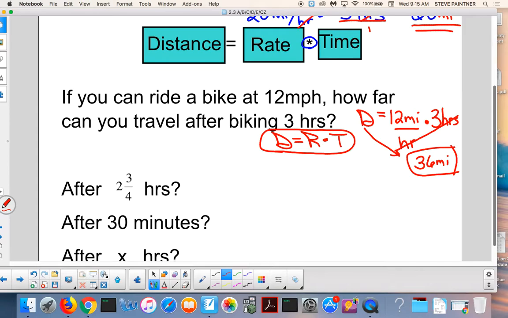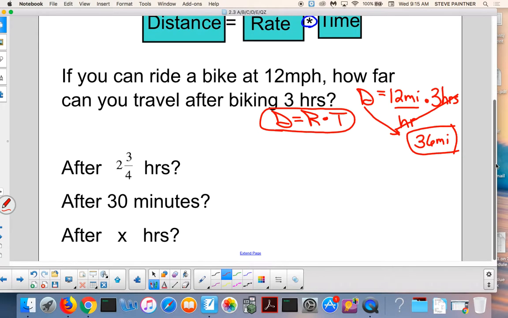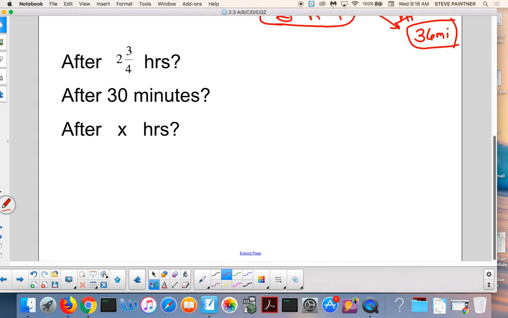What about if I change the hours and I go to 2 3/4 hours? What if I say 30 minutes? And what if I say X hours? Okay, what if I do that? Give me the answers for all 3 of these. You're going to ride your bike, same speed, 12 miles per hour. It's just I changed the time on you again and again and again. Please use your calculator. I'm not asking you to do this in your head.